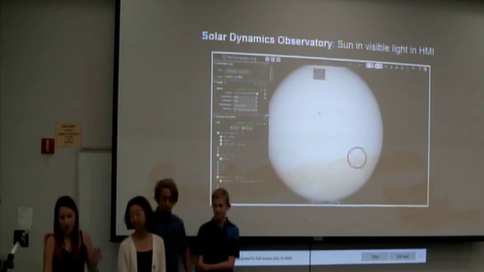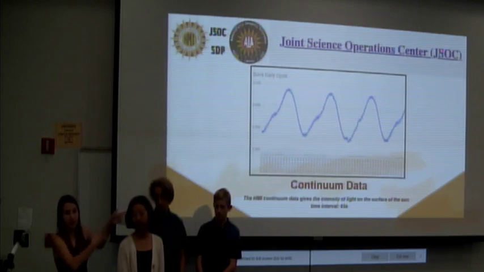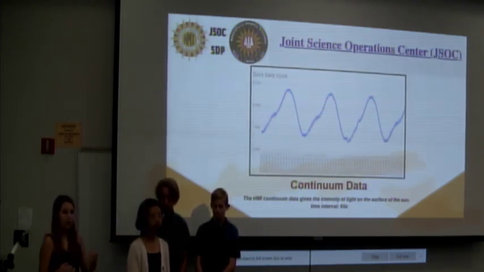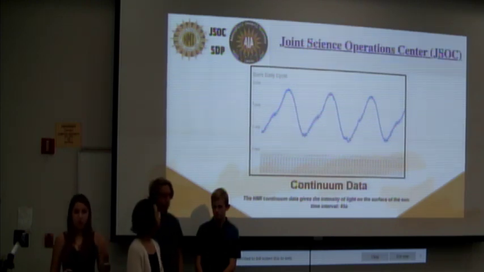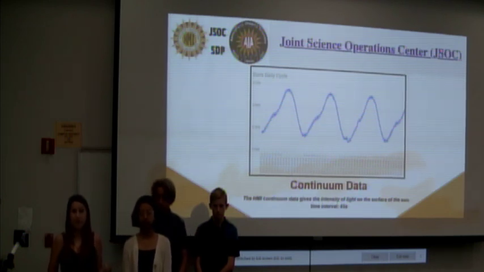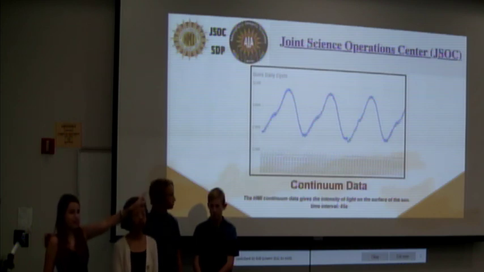So we took the dates and the times and went to a website called JSOC, the Joint Science Operations Center. It gave us all the data for all the days that we put in. We took the first day, the second day, and the third day. The first day is before the transit, and the third day is after the transit.